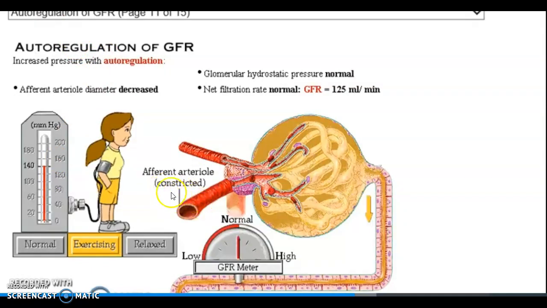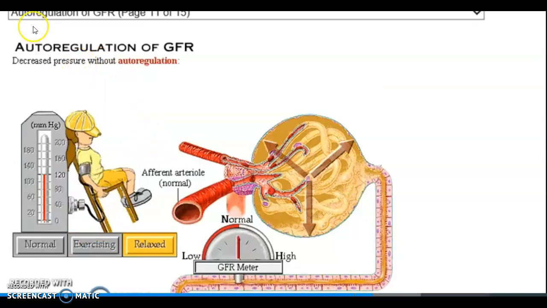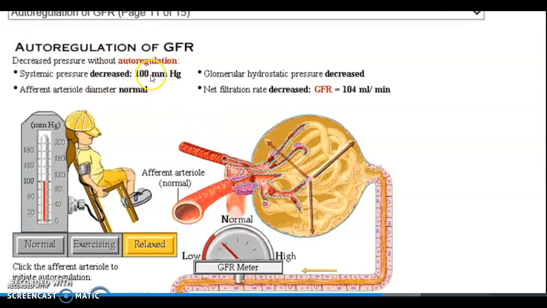So what we need to do is constrict our afferent arteriole so we're not allowing so much blood to come in, which is then going to lower our GFR back to 125 milliliters per minute. Well, what would happen if we did something like relaxing, anything that would cause our pressure to drop below 120 millimeters of mercury? That's going to decrease our GFR, make it lower, and therefore we would not be filtering properly.